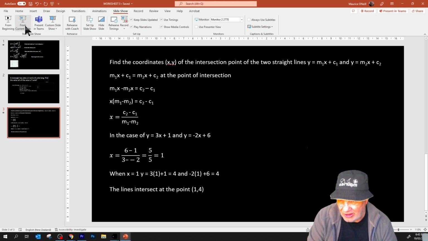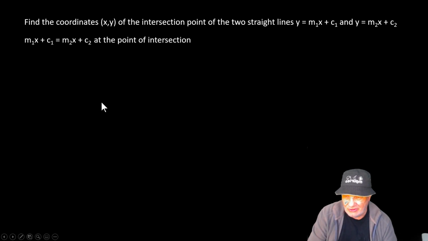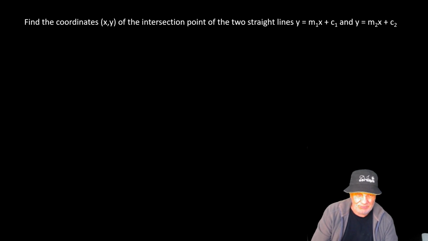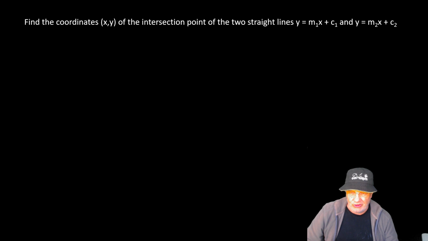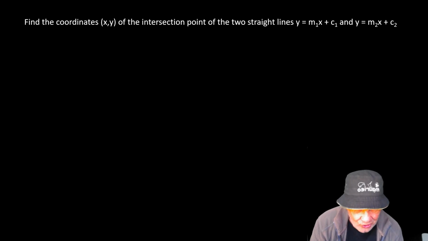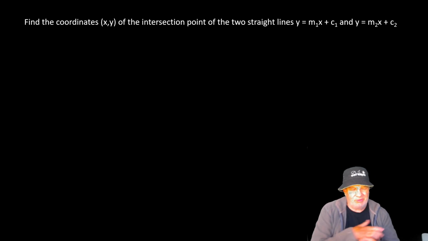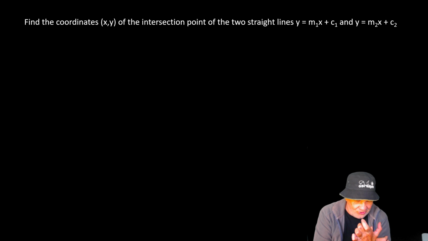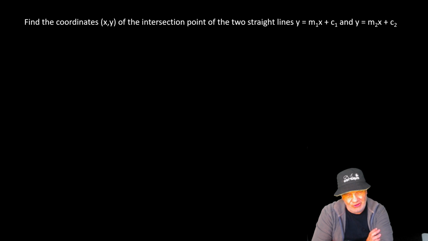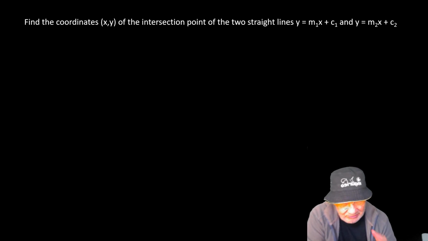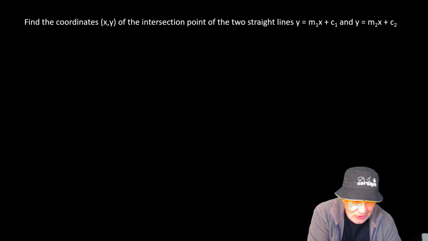Slideshow from the current slide. And yes, we'll just back the truck up a little bit, premature there. So find the coordinates x and y of the intersection point of two straight lines. I've said the two straight lines are y = m1x + c1, so that would have a gradient and a y-intercept, and y = m2x + c2, which would be a different line. So it'd have a different gradient and y-intercept, although the y-intercepts could be the same.